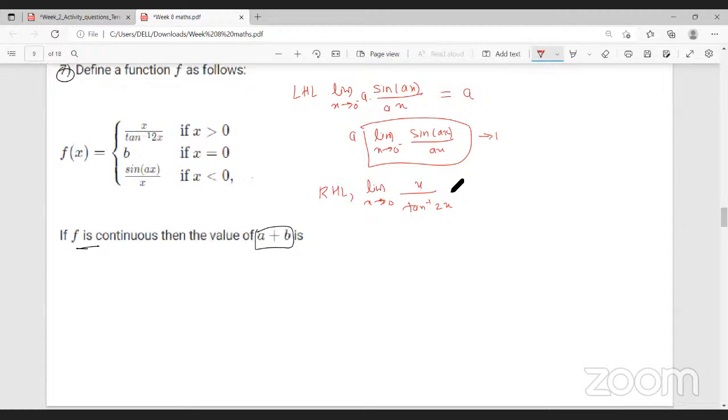We have to convert it anyhow. See, there are two approaches. First thing, so first way is L'Hospital rule, right?